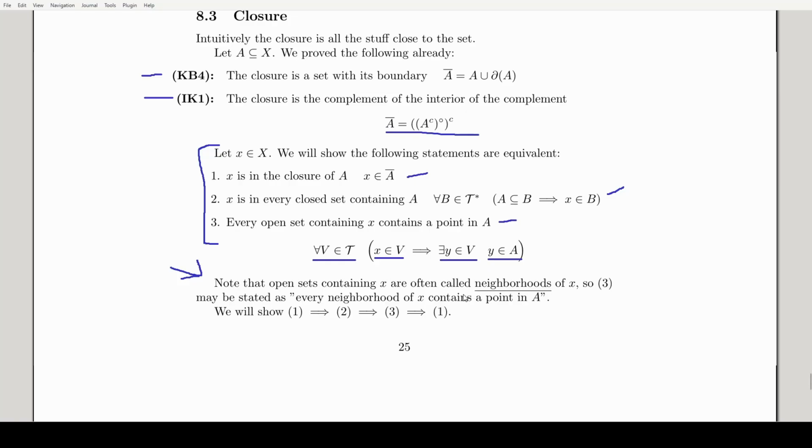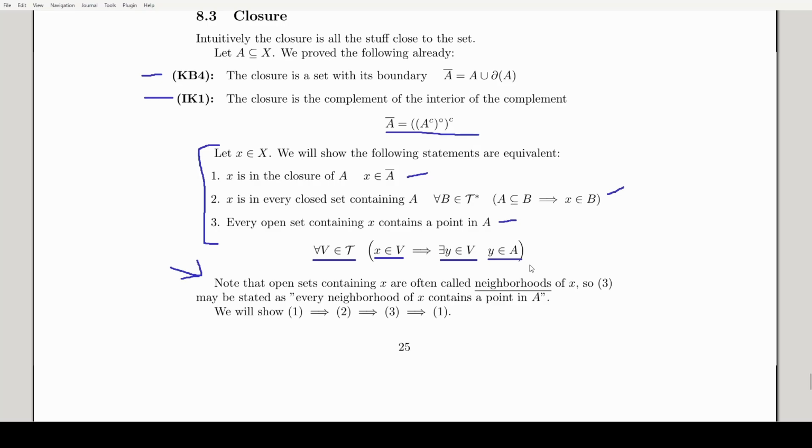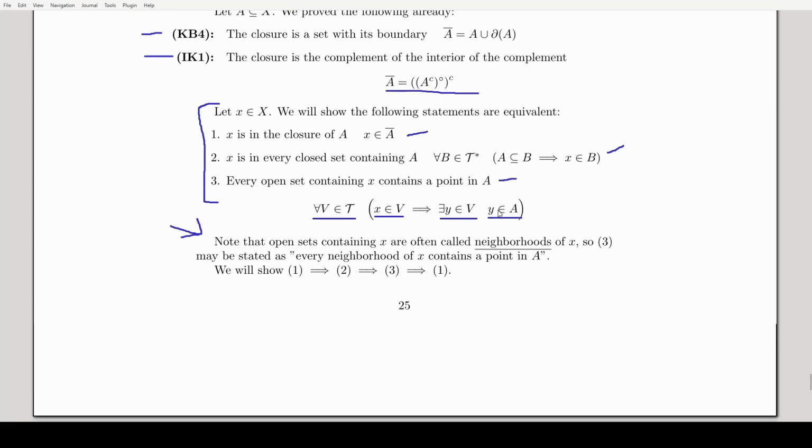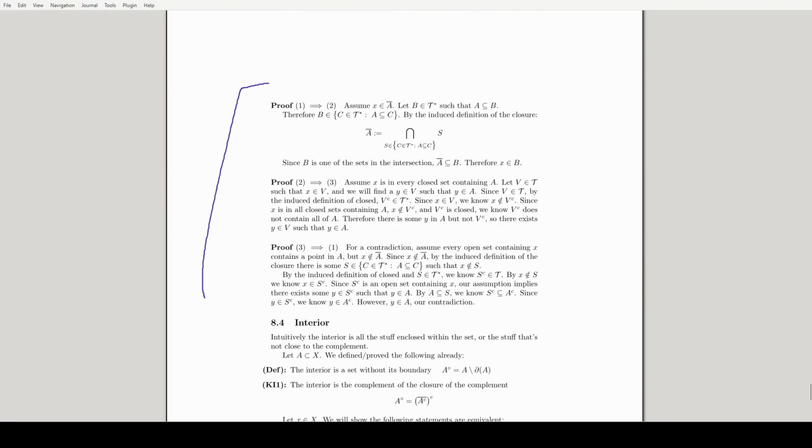We often say that neighborhoods are the open sets containing a point. So a neighborhood of X would be an open set containing X. So every neighborhood of X contains a point in A. Every accuracy of X contains an approximation of X to that accuracy in A. Hopefully that makes sense. And then I have the proof down here.